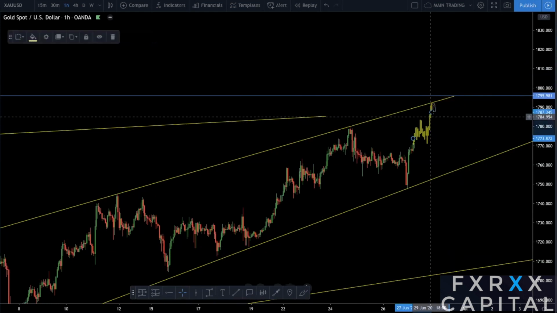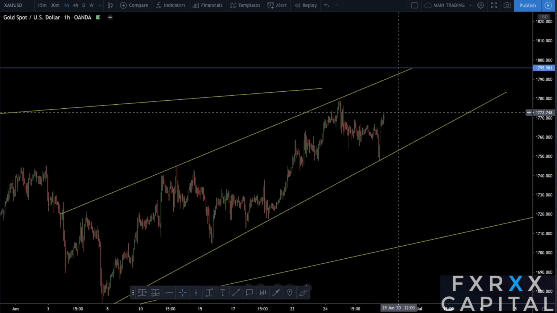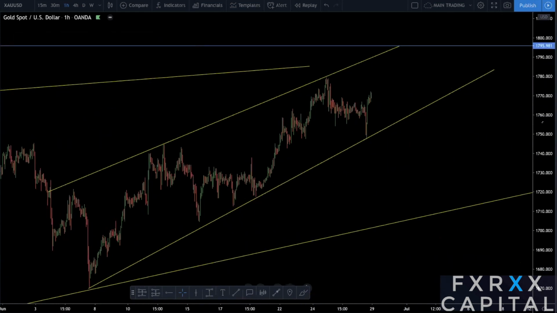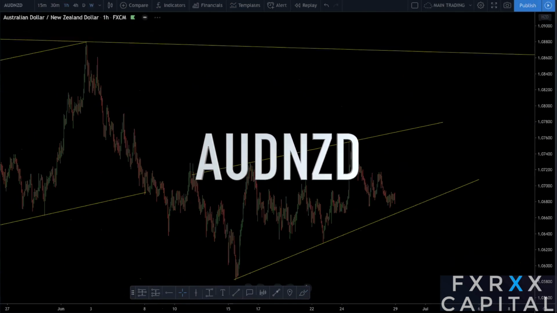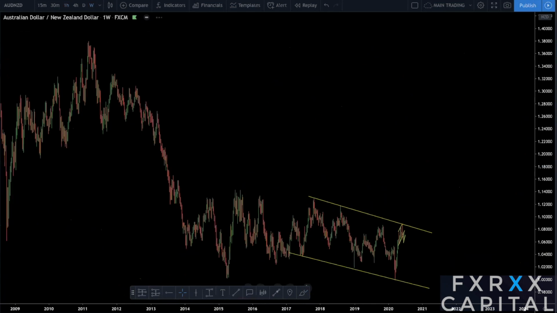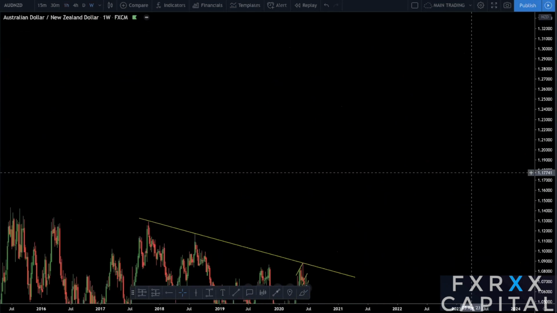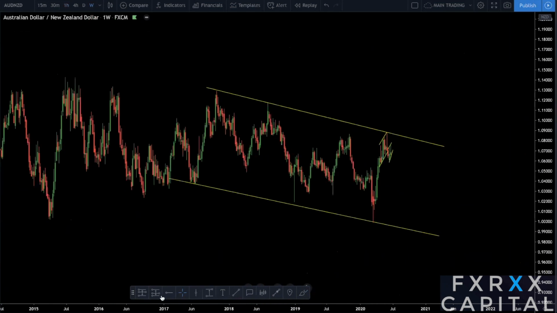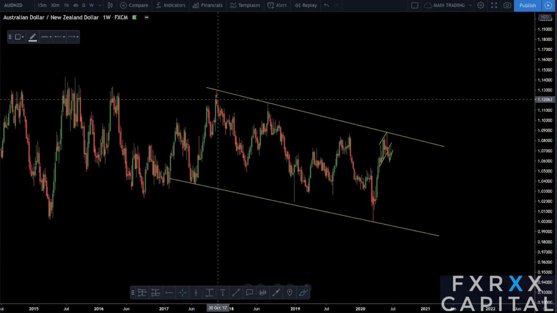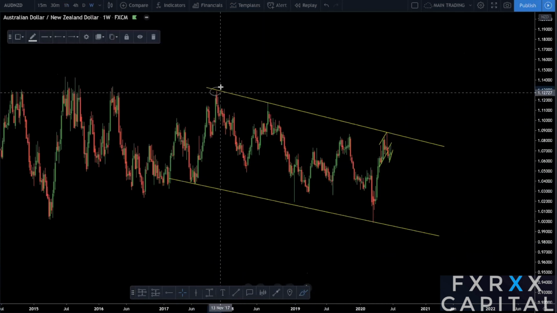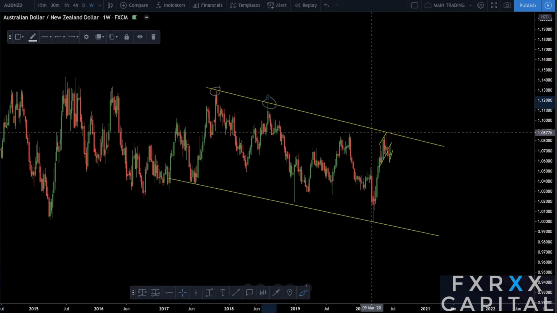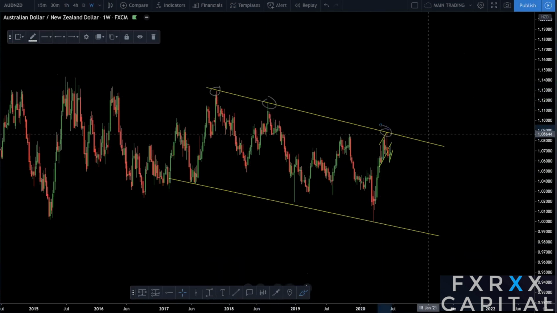Alright. Keep it short, we go to the next pair. AUD and NZD. So, high time frame. High time frame is a correction. So this is very corrective since 2017. Price going up, going down, going up, going down, going up, going down. So we trade at high probability area.